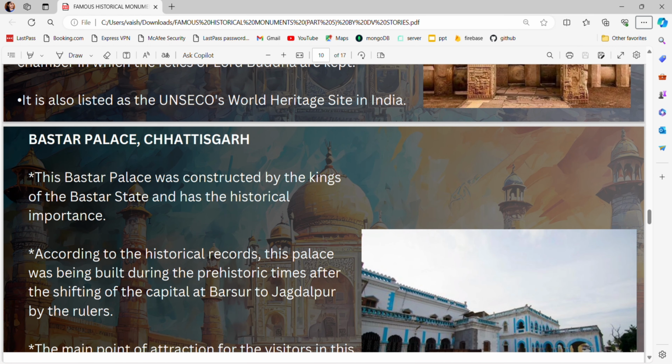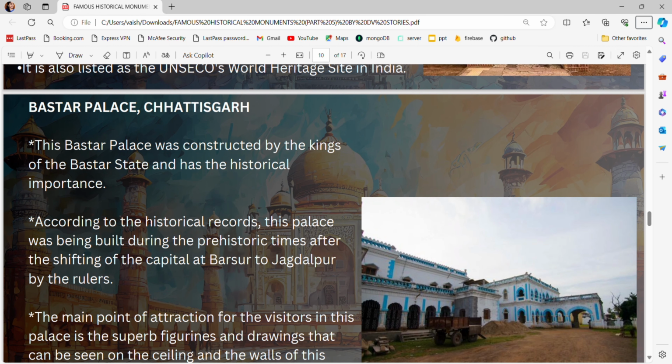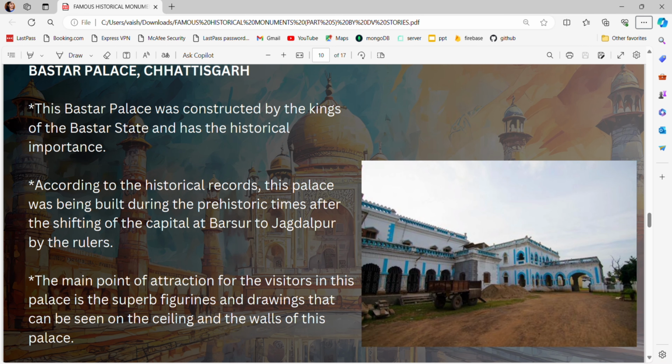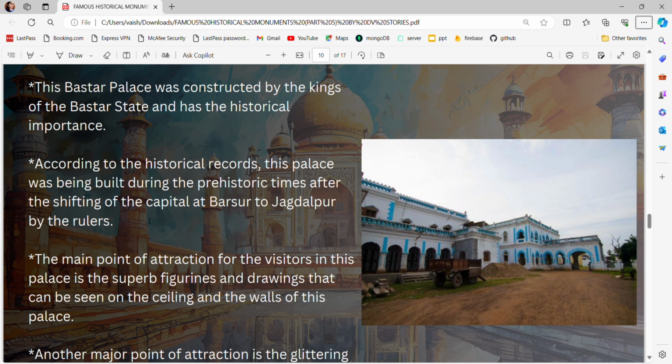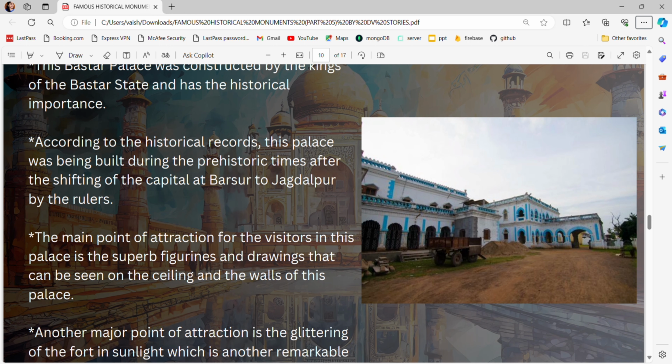And next, Bastar Palace, and it is located in Chhattisgarh. The Bastar Palace was used by the kings of Bastar state and has historical importance. According to historical records, this palace was built during prehistoric times after the shifting of the capital from Barsur to Jagdalpur by the rulers.